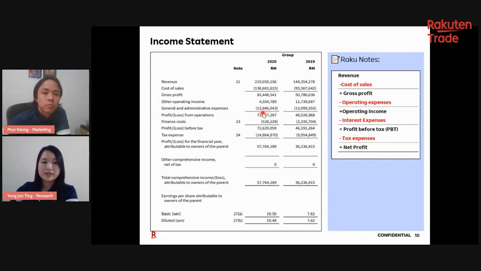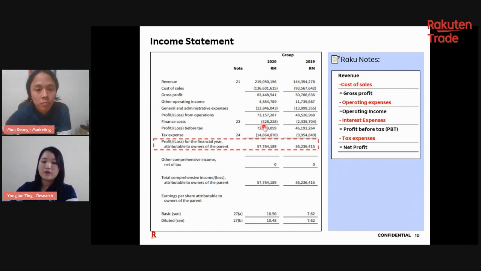And then to run a business, you need to pay your interest because you have borrowings, unless you are a zero borrowing company. And it comes to a profit before tax. And finally comes your net profit. As we mentioned just now, do not only look at revenue, but compare revenue and net profit together, because net profit is your earnings, whatever you receive after deducting all your expenses.